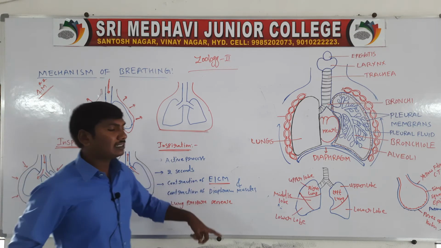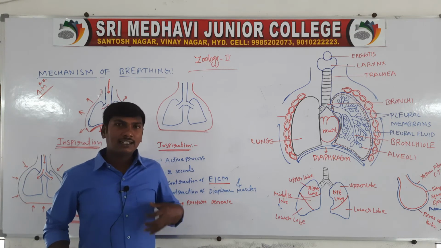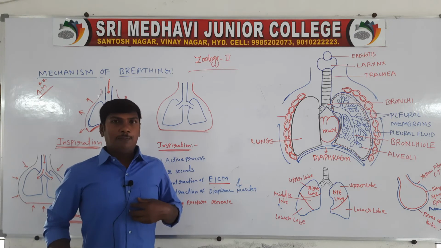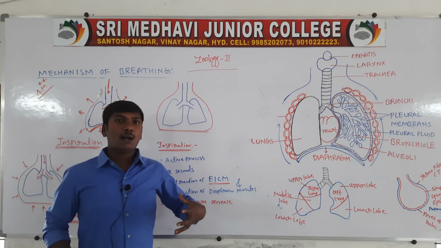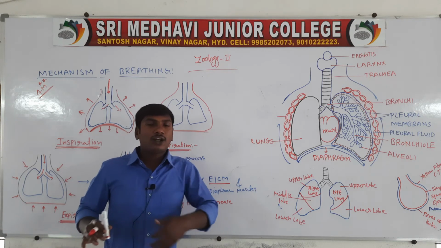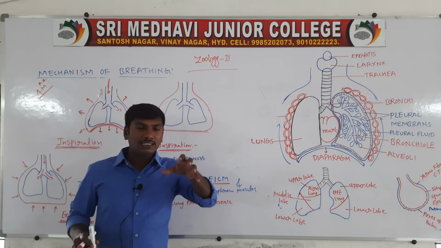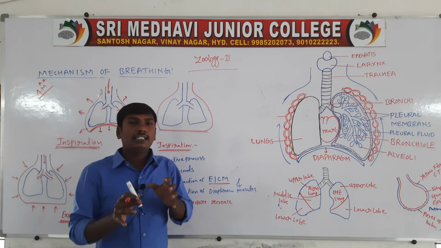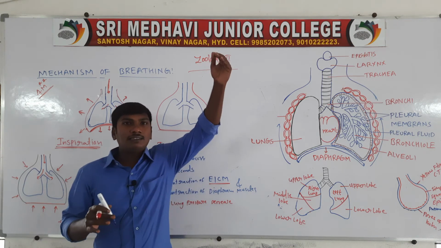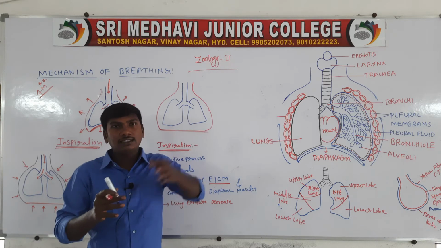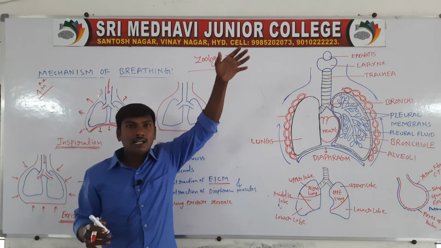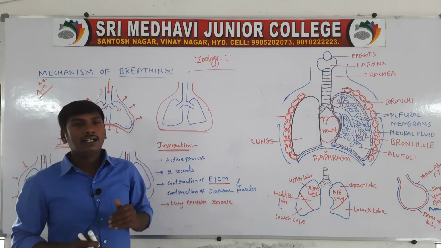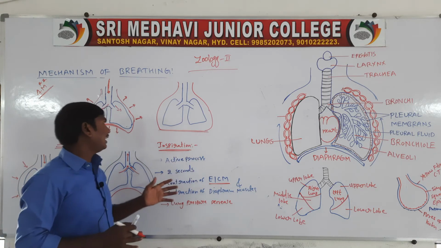Next, contraction of the external intercostal muscles. The ribs and sternum move upwards. So the thoracic cavity increases and the pressure decreases. At that time atmospheric pressure is high and lung pressure is low, so the air comes from the atmosphere to the lungs through the respiratory tract. These are the inspiration.